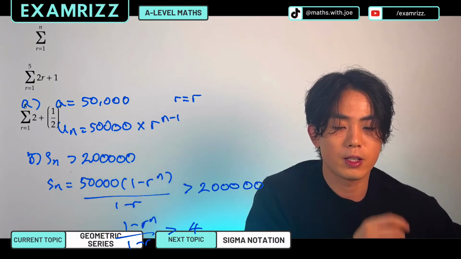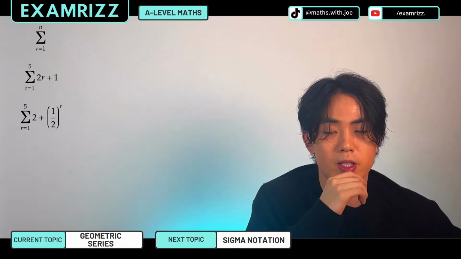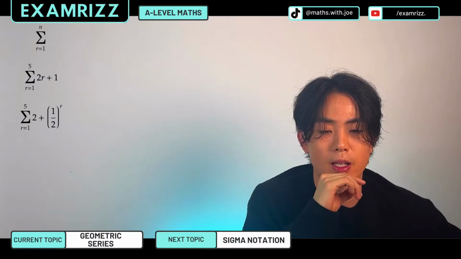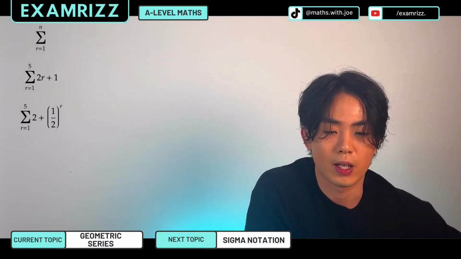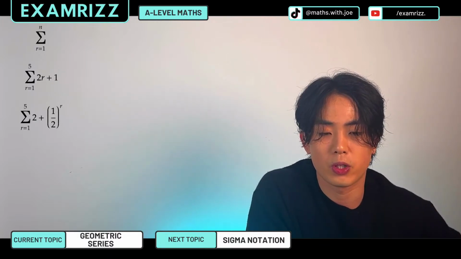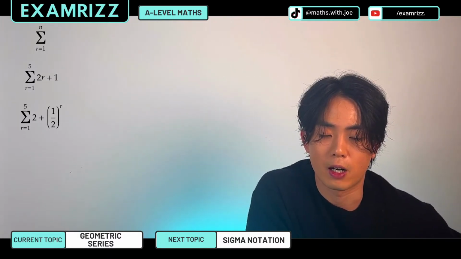All right, so we've now learned the arithmetic and geometric sequence and series. We're now going to be looking at sigma notation. A sigma notation will look something like this. It's actually a Greek symbol, and it just means the sum. So what we're doing is summing from, you see here, R is 1.